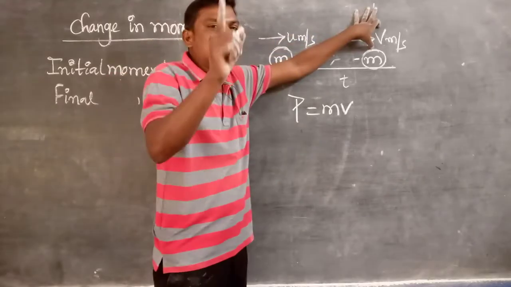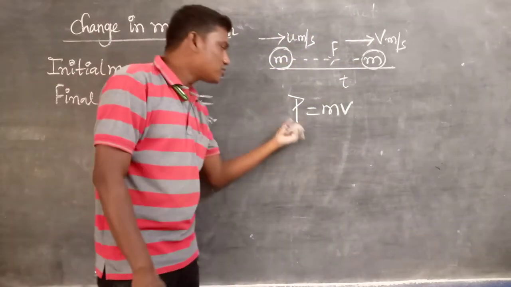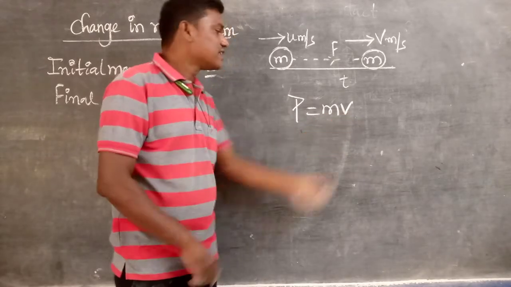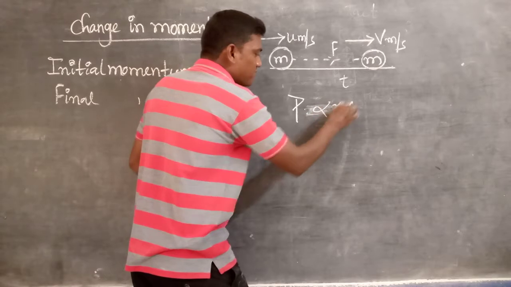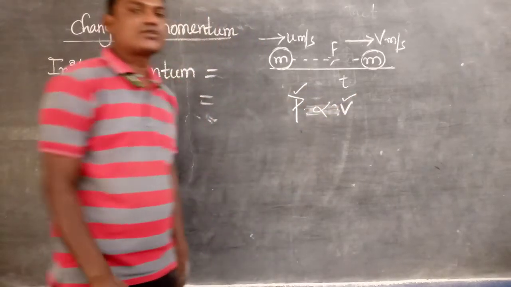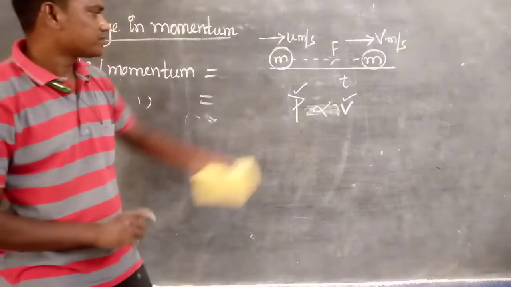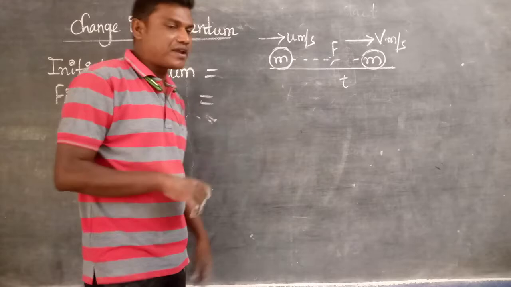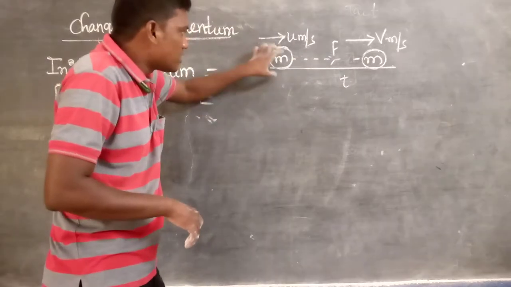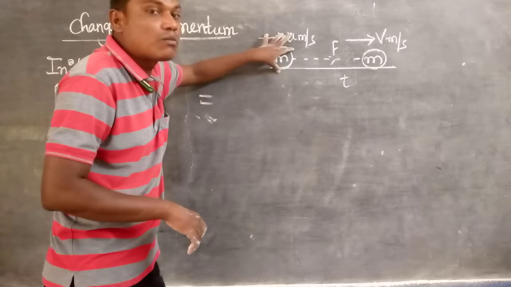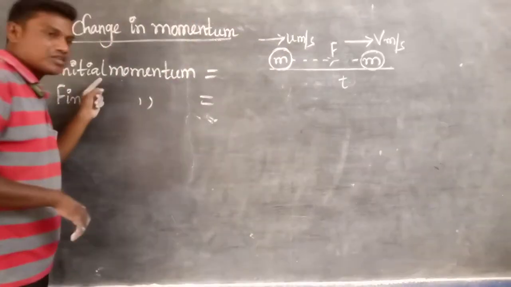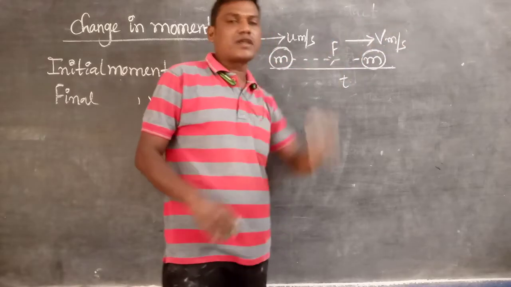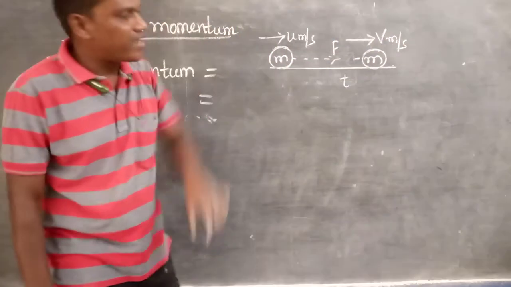What changes? Velocity changes. Already I said that the mass of a body is constant, but velocity is not constant. That's why you observe that if velocity is changed, momentum is also changed. So when the velocity changes after applying the force, before application of the force the body has momentum when it is in motion. That momentum we call initial momentum, and after applying the force, its velocity changes, which means momentum is also changed. That is called final momentum.